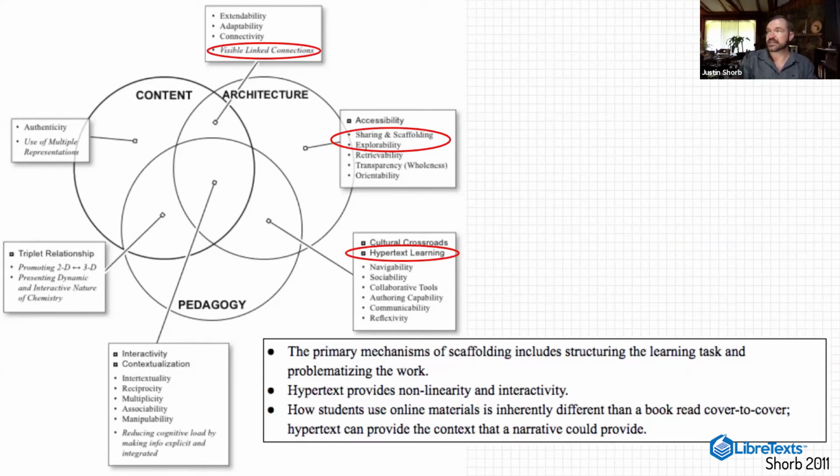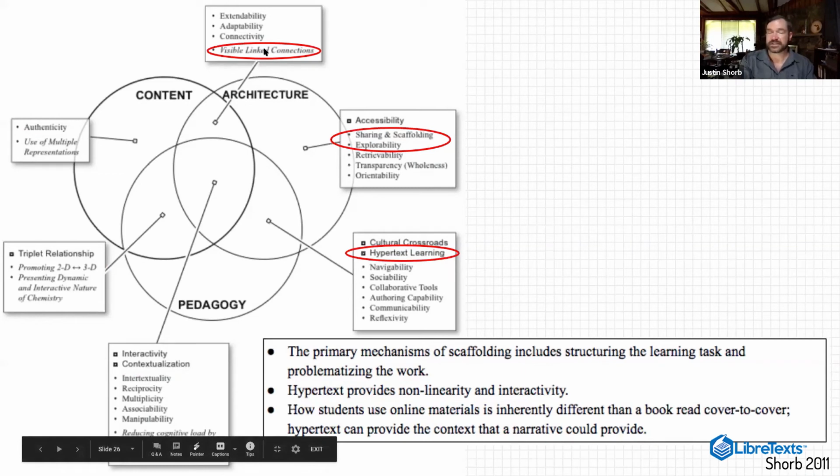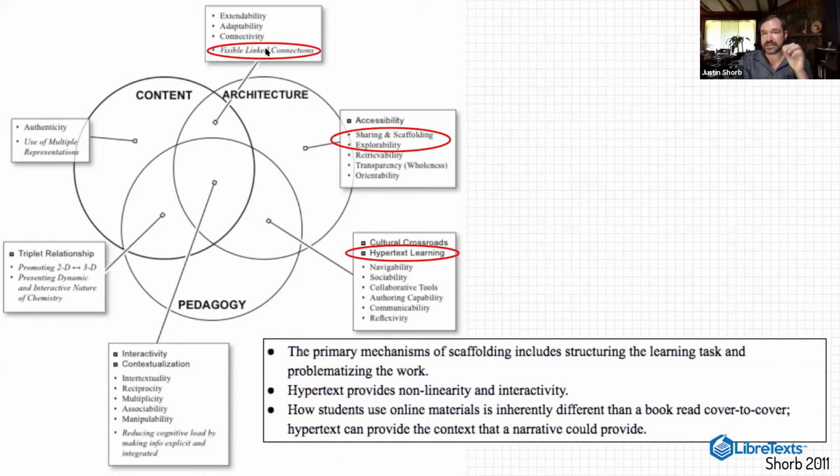So for instance, making visible linked connections. This is really important. We've done a lot of research into this. If you don't tell a student why a link exists, they will never click on that link. If you don't explain how something will lead to something else, then they will frequently skip over certain chapters or certain sections of your page.